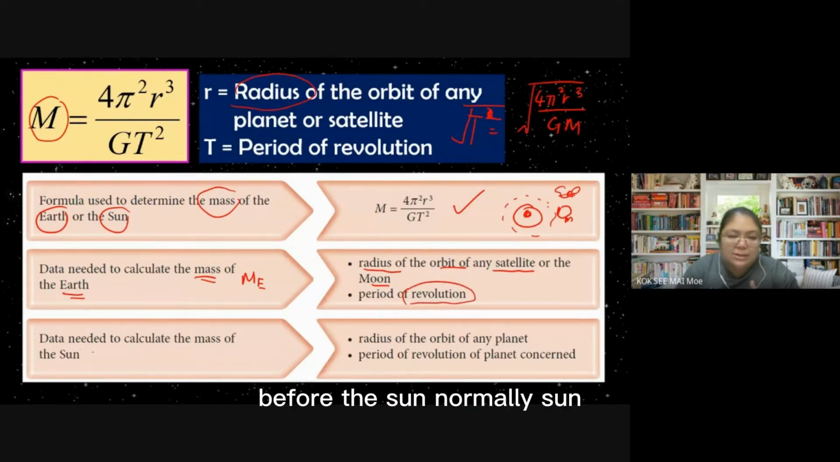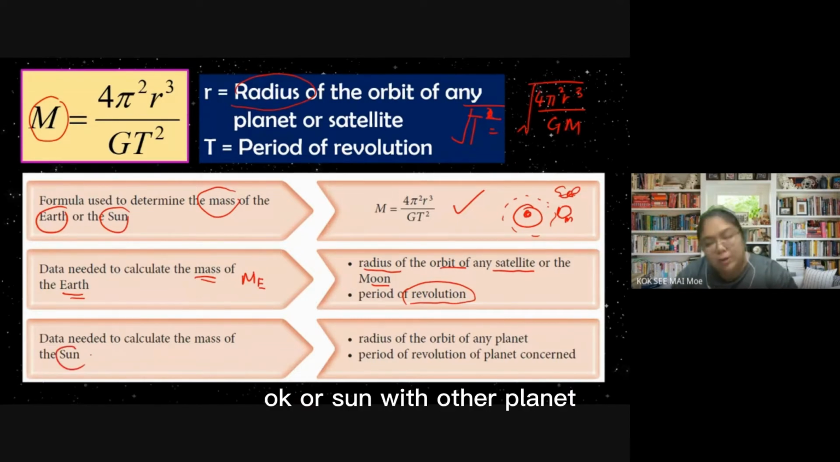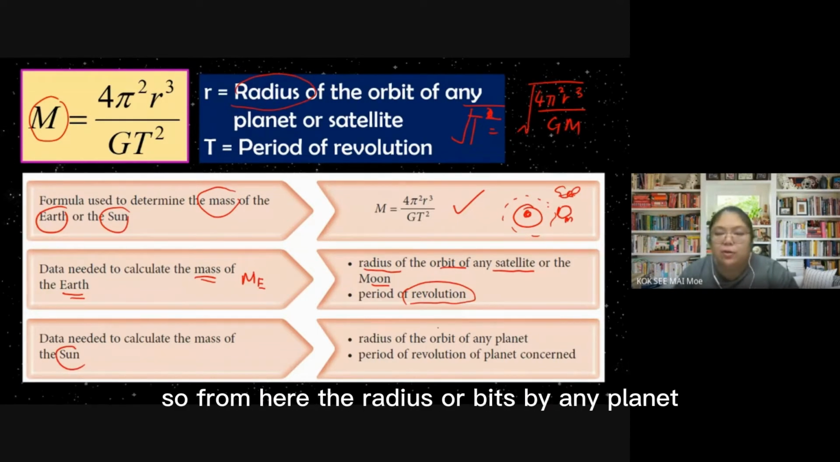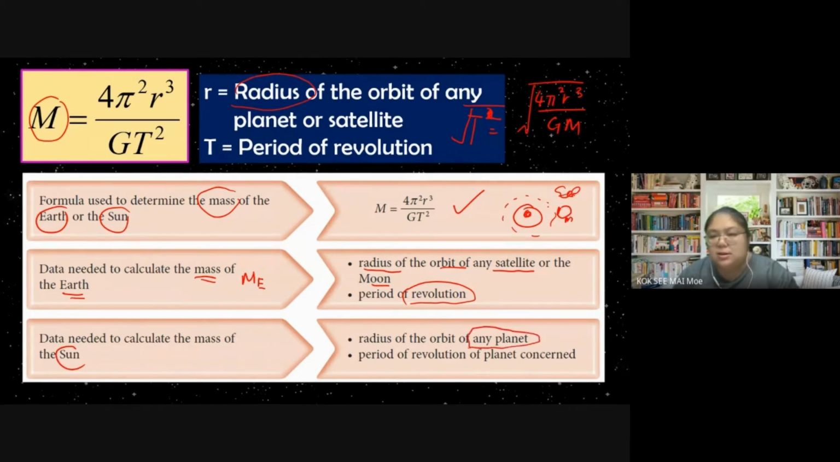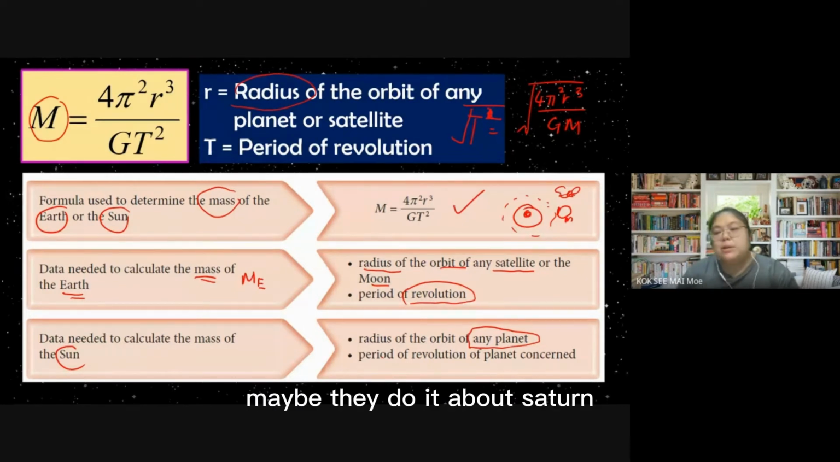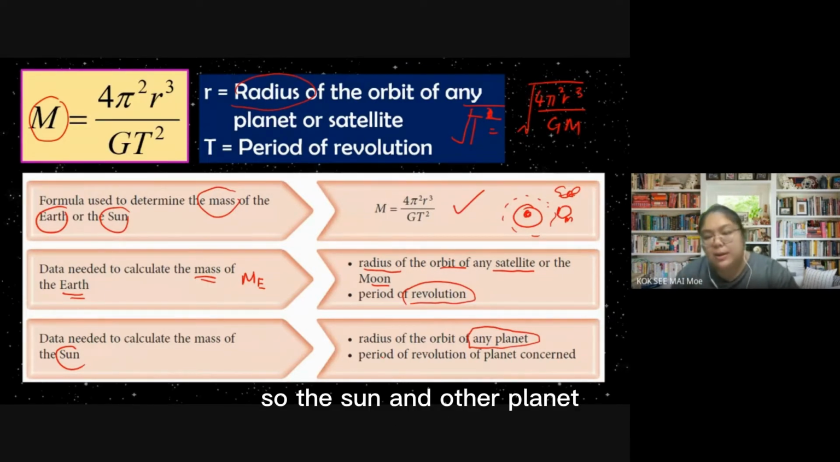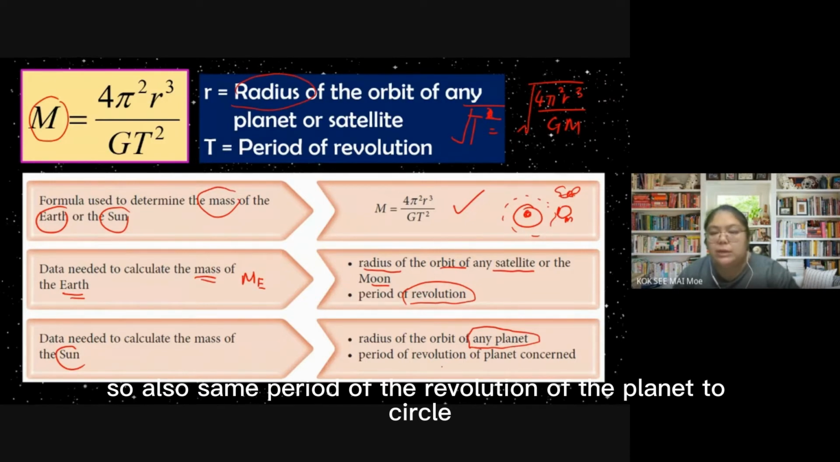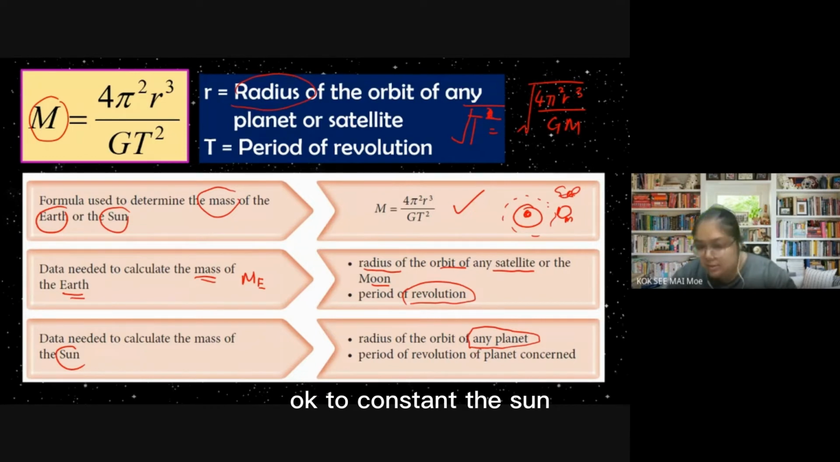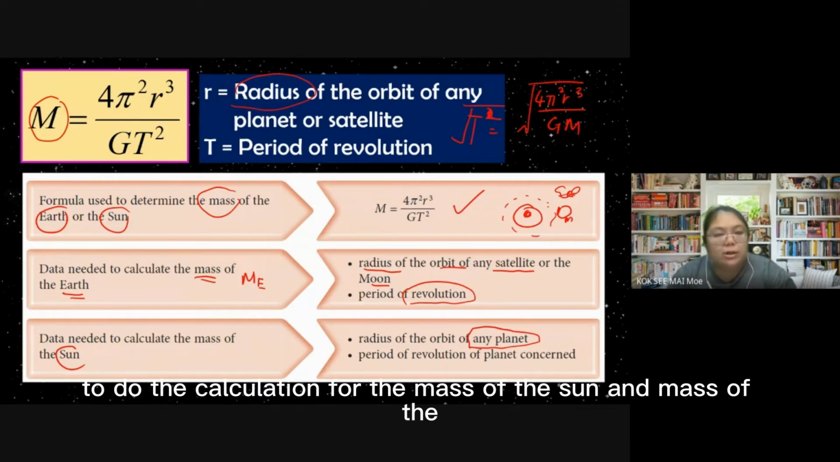If for the sun, normally it is the sun and Earth, or the sun with another planet. So from here, the radius is the orbit of any planet. Maybe they're talking about the moon, maybe Saturn, Jupiter also can. So that means other planets. So the sun and other planets also have the same period of revolution of the planet circling the sun. So these two are the factors for how to do the calculation for the mass of the sun and the mass of the Earth.